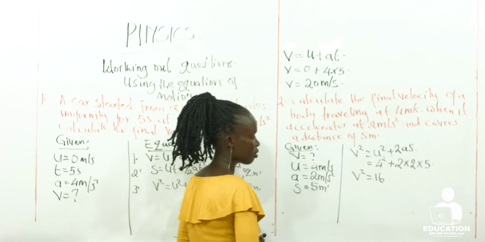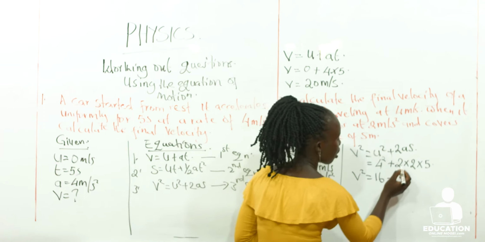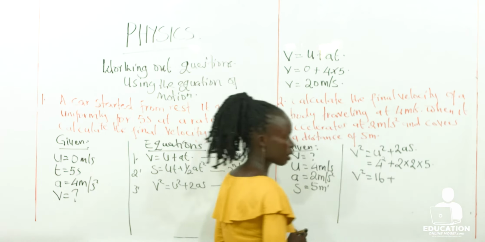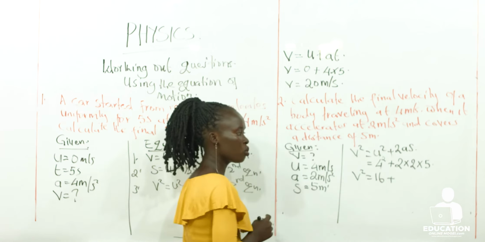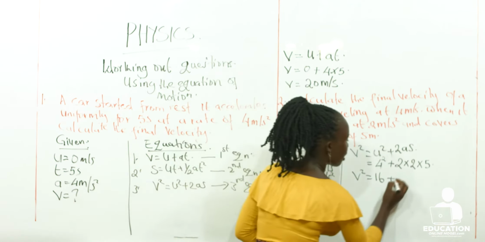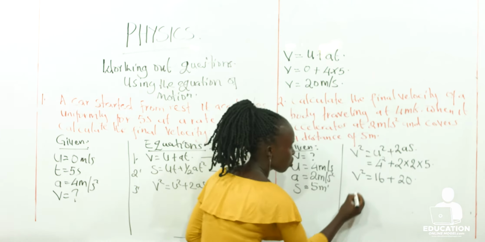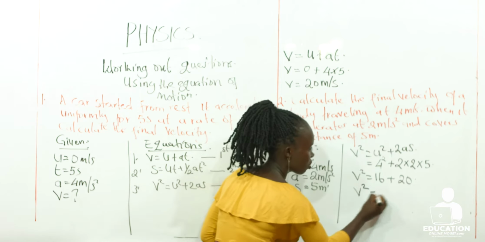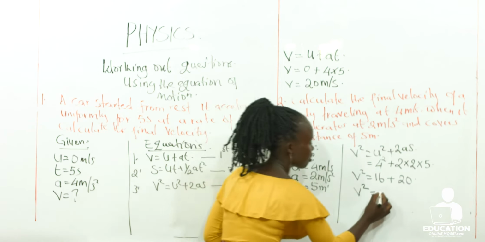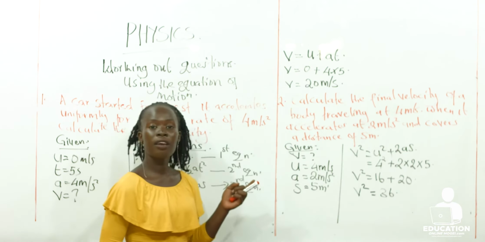So plus, if we have 2 times 5 is 10, and then 10 times 2 will give us 20. So we shall see that here we shall have it as 20. So we shall have our v squared is equal to 20 plus 16, which will give us 36.